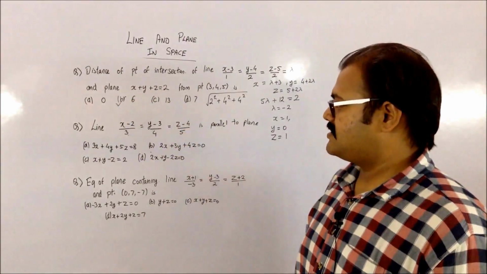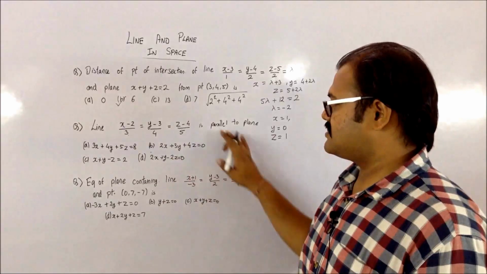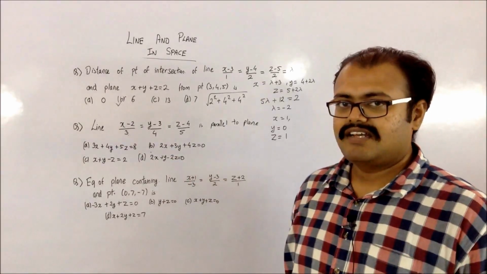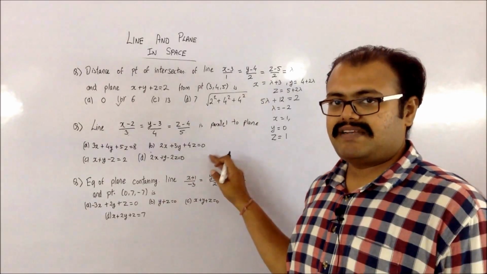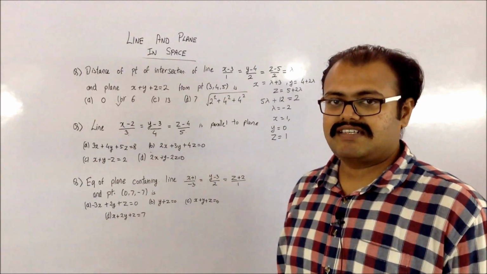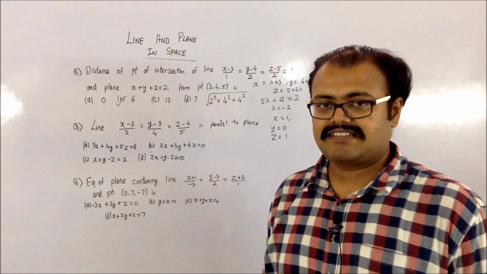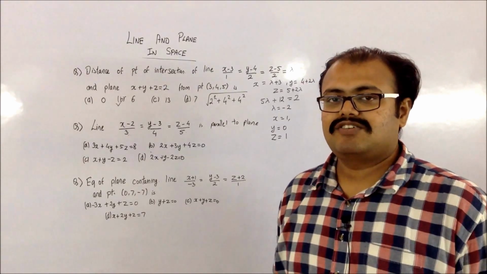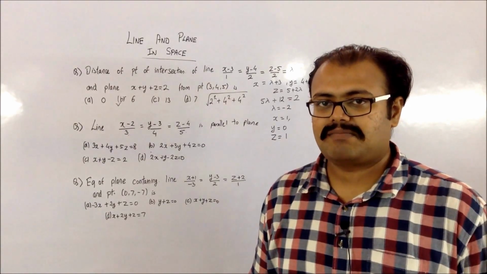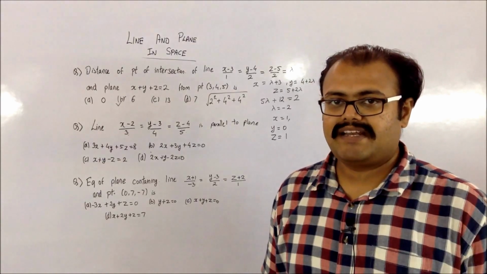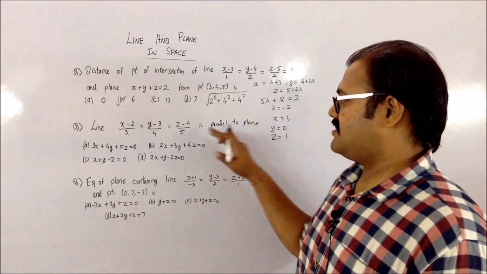Moving on to the next one, the line which is given to us is parallel to the plane. So I have to find which of the planes is going to be parallel to this line. You have to understand one thing: whenever you have to find such a thing, in that case you have to consider the normal to that plane. The normal to the plane will be basically perpendicular to this line.